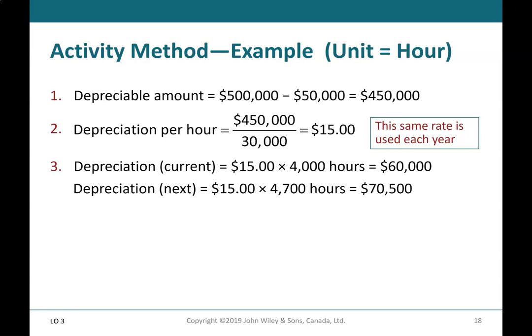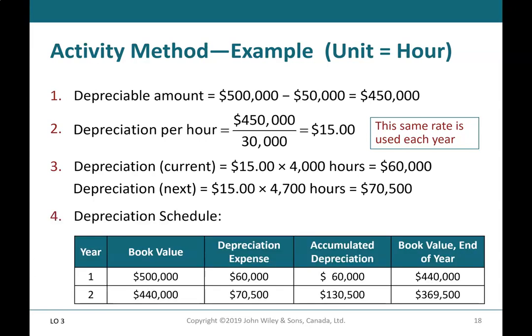The depreciation in the current year equals $15 times 4,000 hours, which equals 60,000. And then the depreciation in the next year equals $15 times 4,700 hours equals 70,500. So in year one, you have a book value of 500,000, depreciation expense of 60,000, accumulated depreciation of 60,000, and the book value at the end of the year is 440,000.